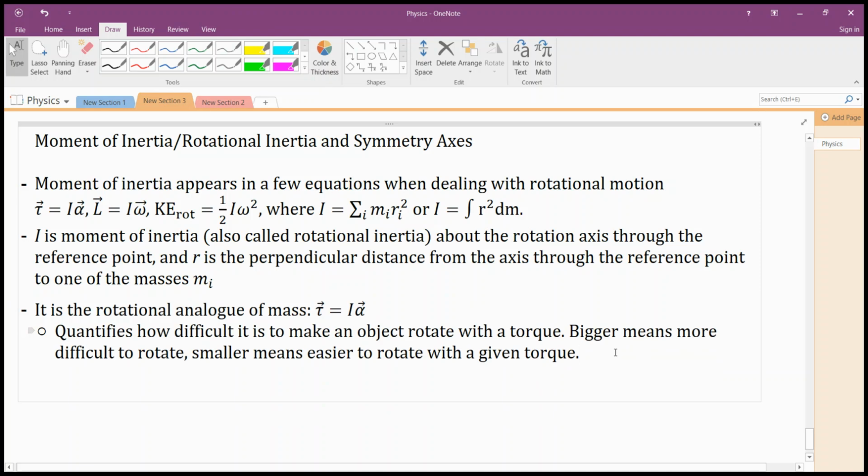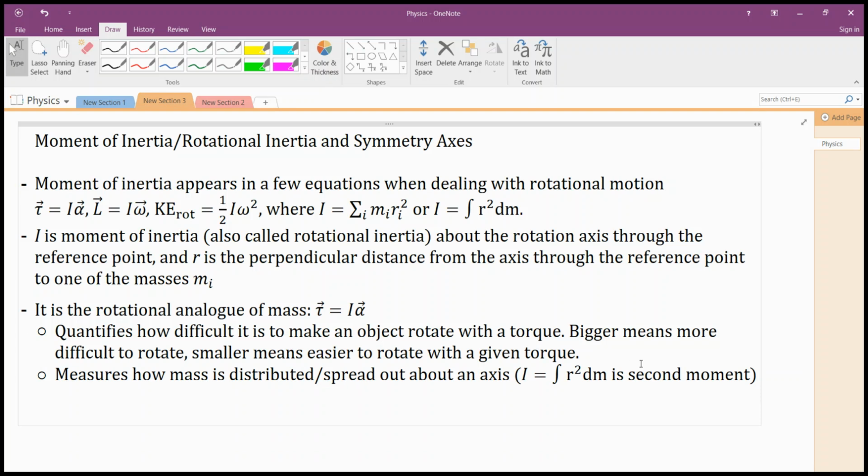If you consider the equation torque equals I alpha, you can see that moment of inertia is the rotational analog of mass. It quantifies how difficult it is to make an object rotate with a given torque. For a given torque, if there is a bigger moment of inertia, the harder it is to rotate. And for the same given torque, the smaller the moment of inertia is, the easier it is to rotate with that torque.